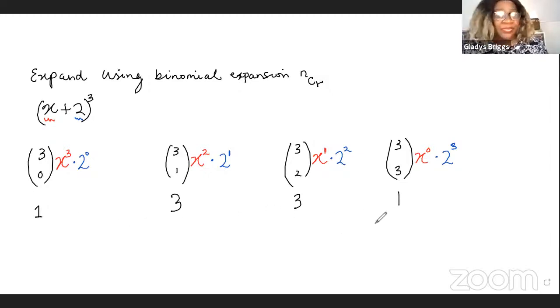So now you have x to the power of 3. What is 2 to the power of 0? It's 1. Yeah. Now then you have times x to the power of 2. What is 2 to the power of 1? It's 2. Yeah. And then you have x to the power of 1. What is 2 to the power of 2?